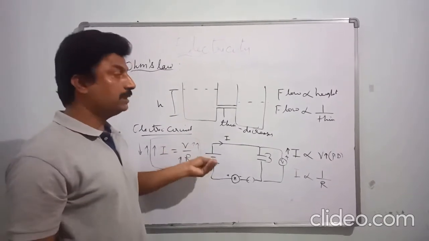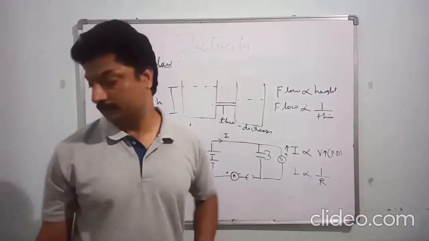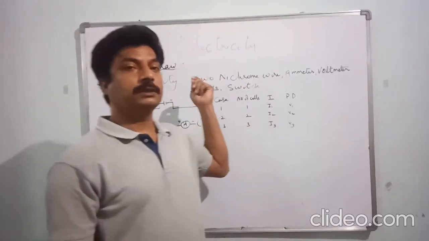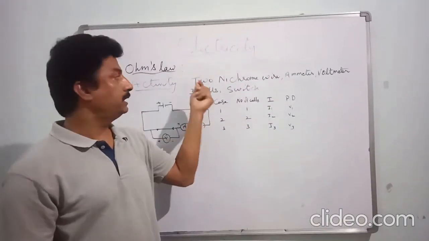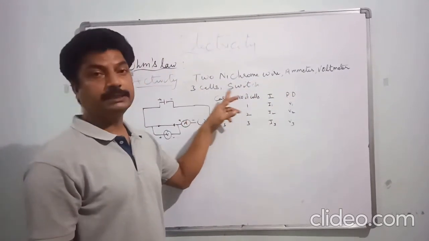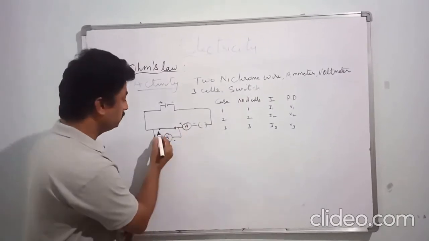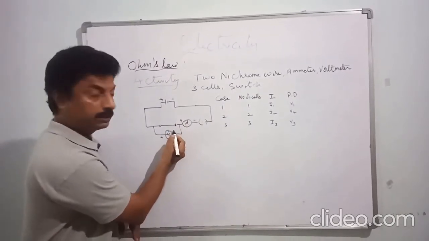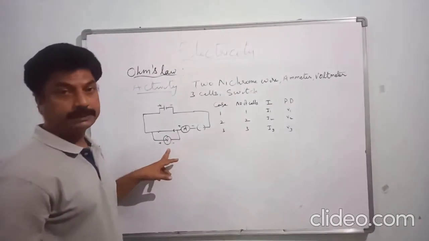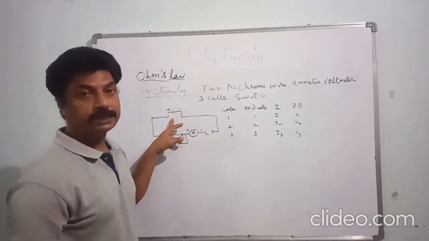Okay. So let us go for one activity to understand this better. Let us understand Ohm's law better with the activity. In this activity, we are taking two nichrome wires, an ammeter, a voltmeter, 3 cells and a switch. And this is the circuit. Here you can see this is a nichrome wire, to which a voltmeter is connected in parallel, an ammeter is connected in series, there is a switch and there is one cell. We have started with one cell.